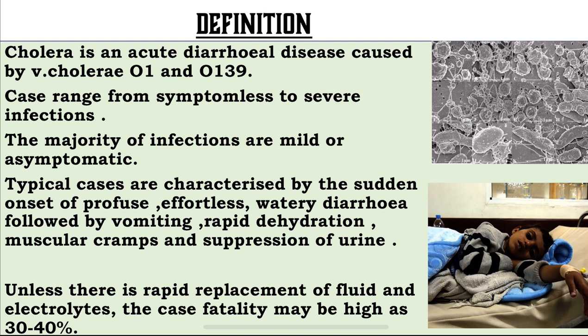Unless there is a rapid replacement of fluid and electrolytes, the case fatality can be as high as 30 to 40%. So it is very important that in cholera patients we replace the fluid as quickly as possible. It can be oral rehydration therapy. In severe cases, intravenous rehydration is done using Ringer lactate solution. So the rapid replacement of fluid has to be done, else the case fatality will be as high as 30 to 40%.